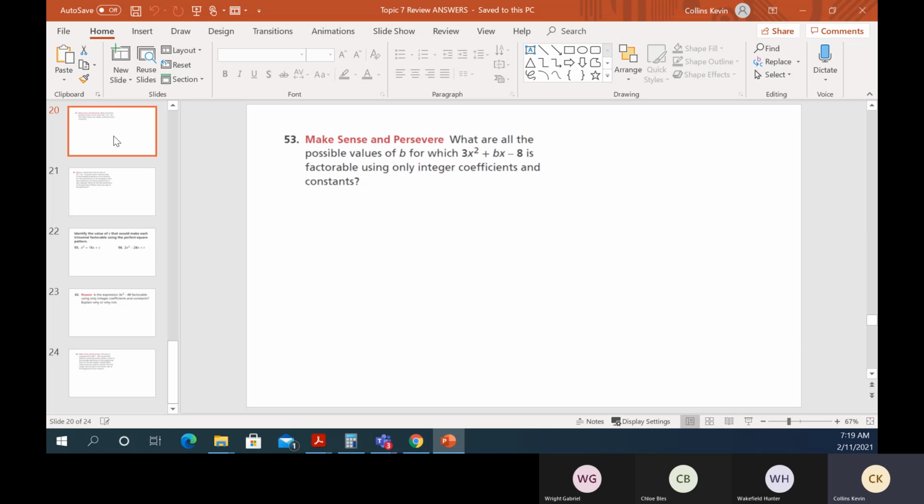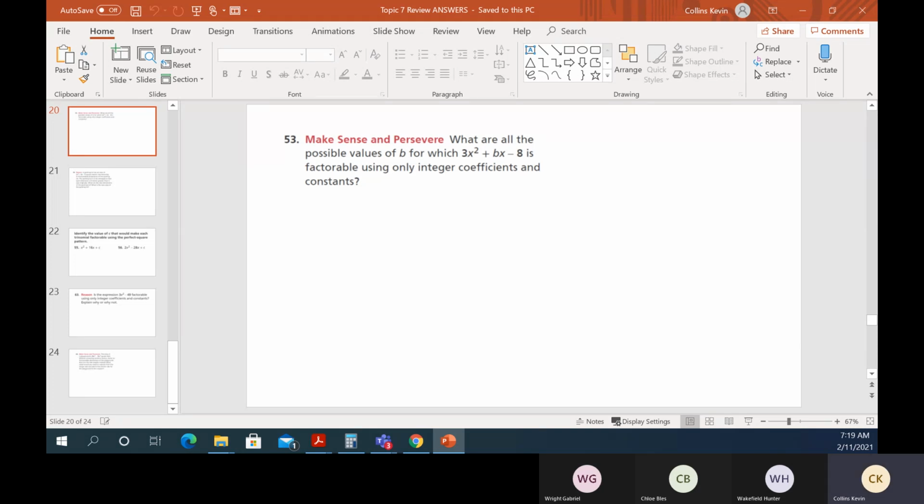So it says, what are all the possible values of b for which 3x squared plus bx minus 8 is factorable using only integer coefficients and constants? Okay, so what does that all mean? Let's talk about that for a second. All right, so this is definitely something that like ACT and SAT love, is doing stuff like this.